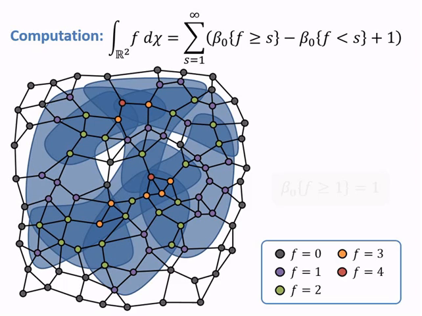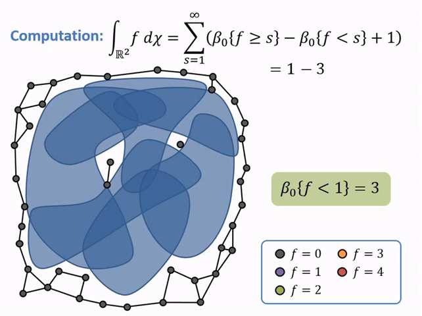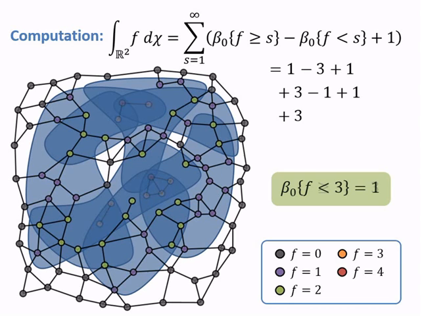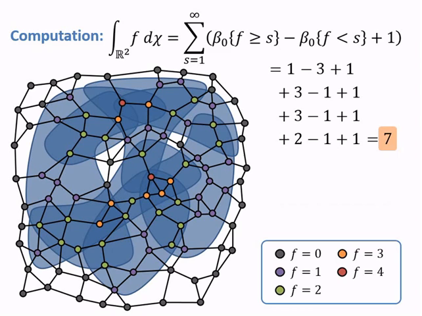So I can compute the Euler integral just by knowing the connected components of these super and sub-level sets. I have to add the one at each step. That's from the Alexander duality. If I look at the set on which it's at least two, and then less than two, and so on. At least three, less than three, and so on. And what I find is that when I add up all these numbers, I again get seven.